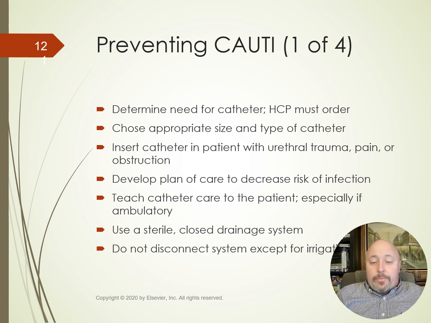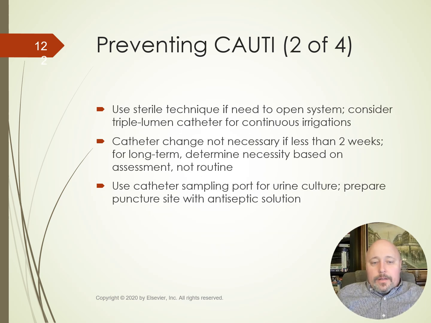Teach catheter care to the patient, especially if ambulatory, and make sure to always use a sterile, closed drainage system. Also, remember to never disconnect the system except for when irrigating. We want to also use sterile technique if the need is there to use an open system, and consider a triple lumen catheter for continuous irrigations. A catheter change may not be necessary if less than 2 weeks, or for long term. Determine the necessity based on the assessment, not routine.